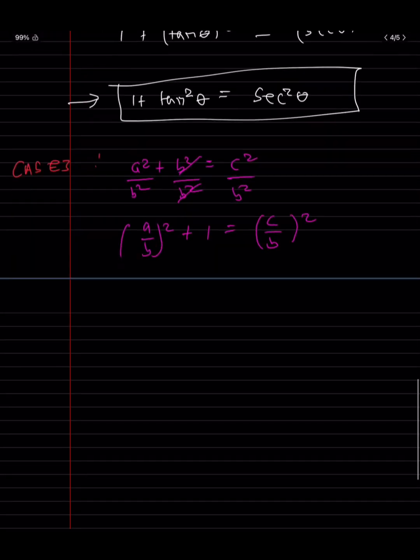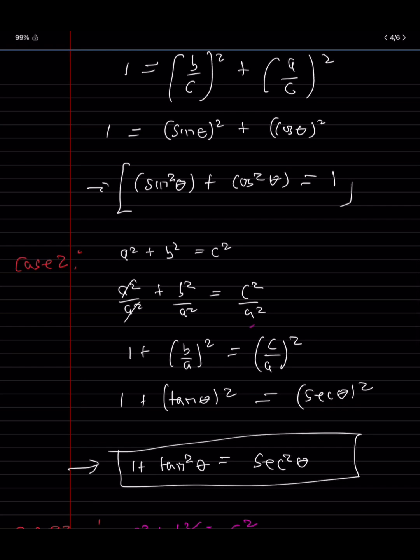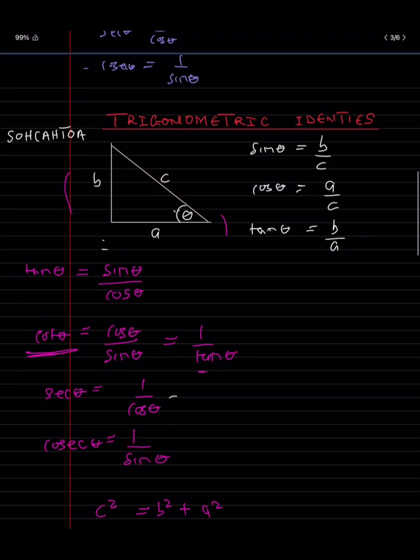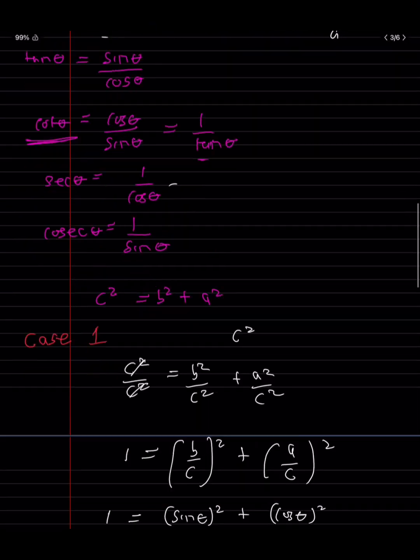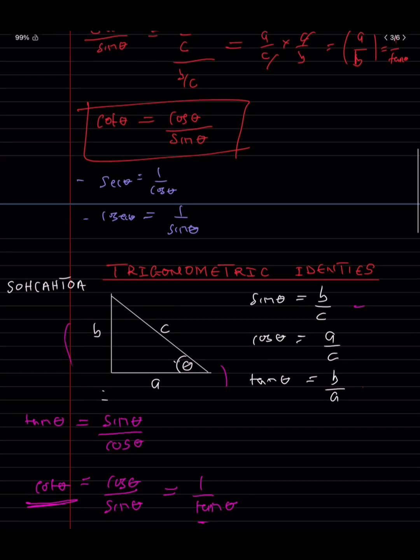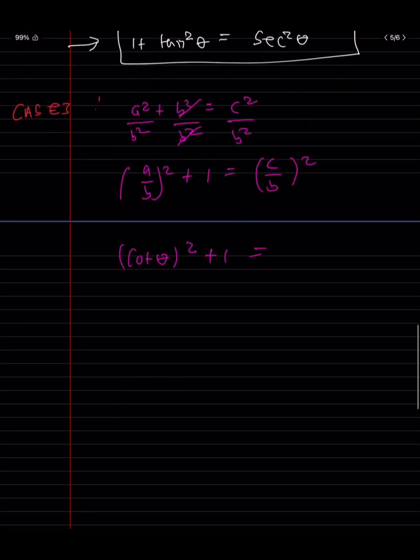Therefore, we have (cot theta) all squared plus 1 equal to (c over b) all squared. Where is our c over b? We don't have c over b, but we have b over c, so c over b is the reciprocal of b over c. Therefore, the reciprocal of sine theta is cosec theta, and we can replace it here as (cosec theta) all squared.